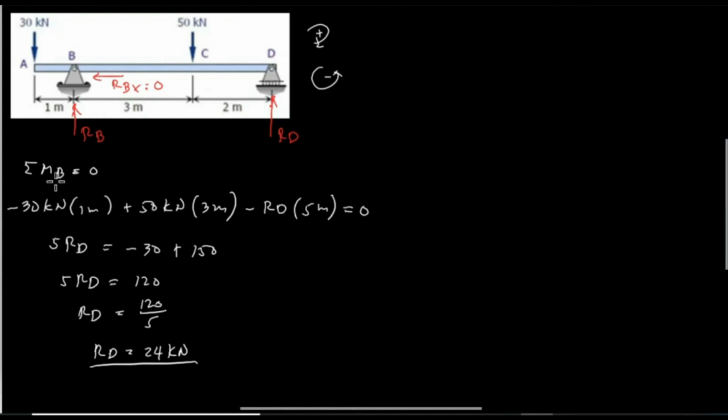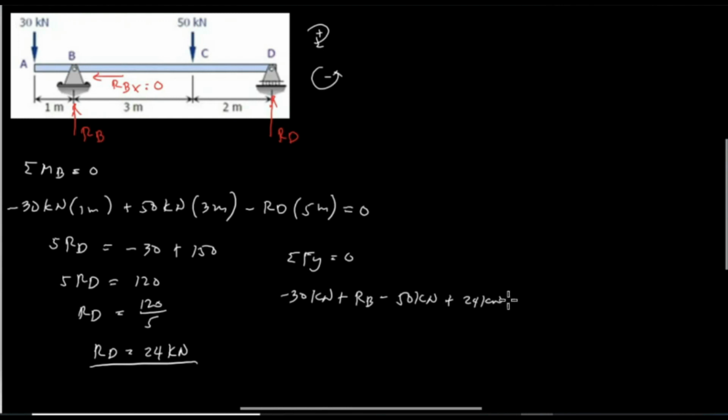And after summing up based on moment, we will have the summation of forces along Y and equate it to 0. So all forces upward are positive, all forces downward are negative. So we have the first point, which is 30 kilonewton downward, so negative 30 kilonewton. Point B is positive RB, which we are going to find the value of. And point C, negative 50 kilonewton. And the last point, which is D, positive RD, and the value is 24 kilonewton.